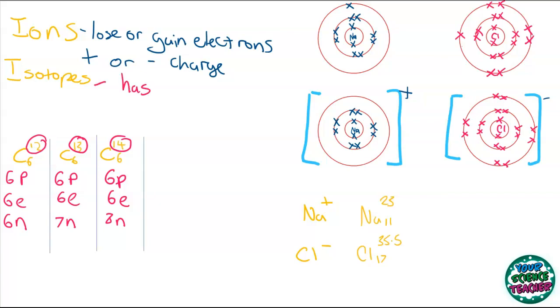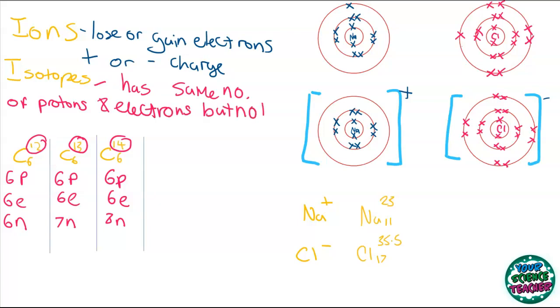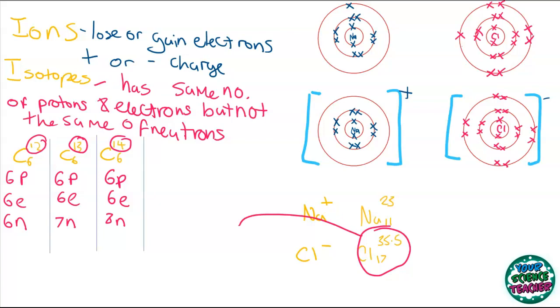So you can see what's happening is an isotope has the same number of protons and electrons, but not the same amount of neutrons. And that's why you can end up with numbers like Cl35 over here, okay?